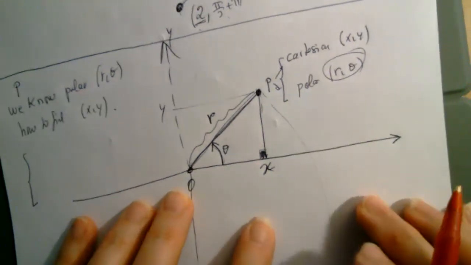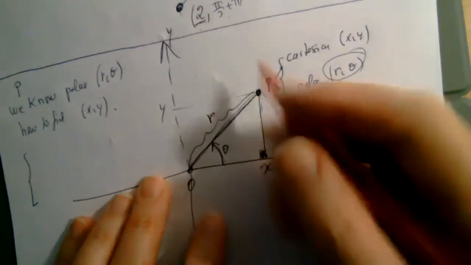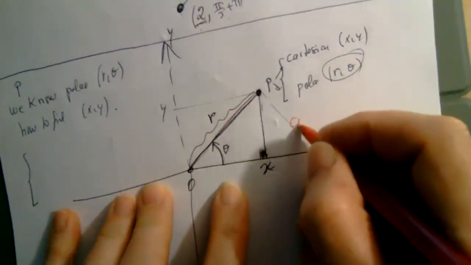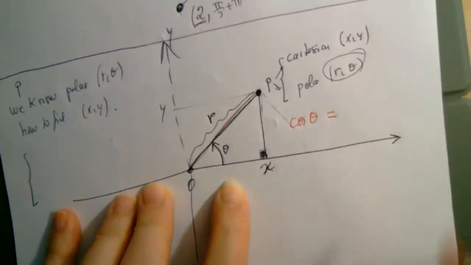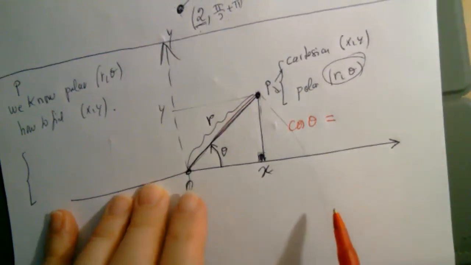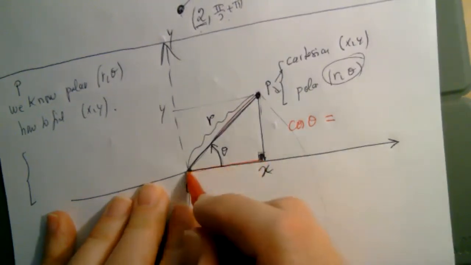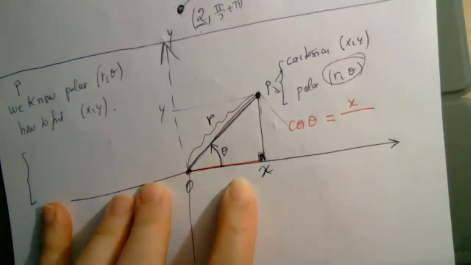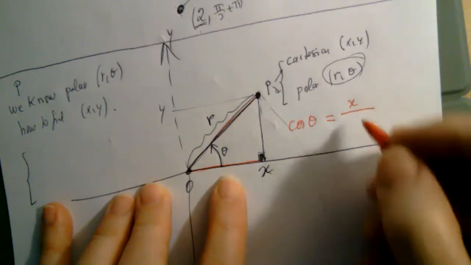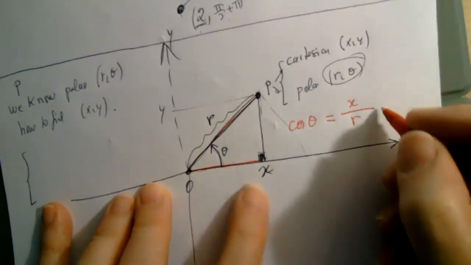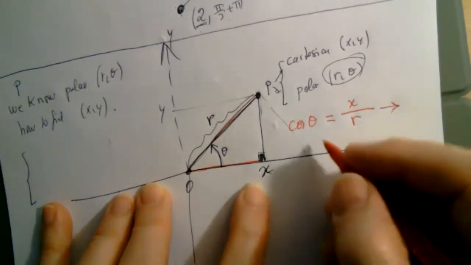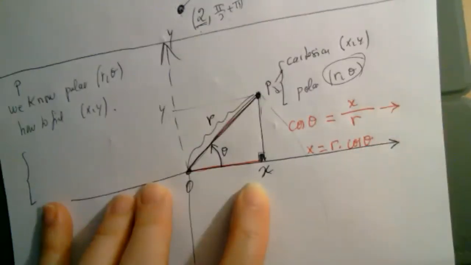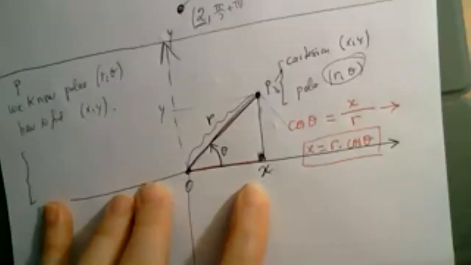Yes, James is correct, because he used the triangle. I give you this, and I give you the angle, what's x? Let us watch. What's the cosine of theta? It's the adjacent over the hypotenuse. So this will give me what for x? X is r cosine theta. That's my x.